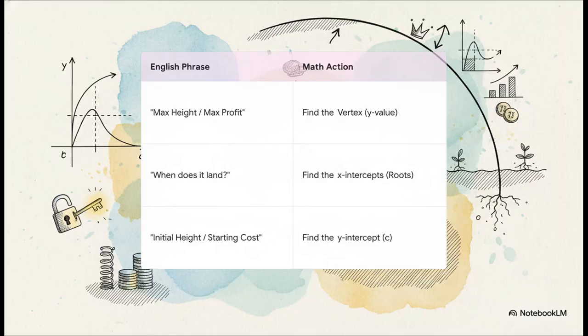And this is your translation key. This simple little dictionary tells you exactly what a word problem is asking for. Anytime you see words like maximum height or max profit, boom, you know you're looking for the vertex. If it asks, when does it hit the ground? You're finding the roots or the x-intercepts. An initial or starting point, that's just your y-intercept, that c-value. Just like that, we've cracked the code.